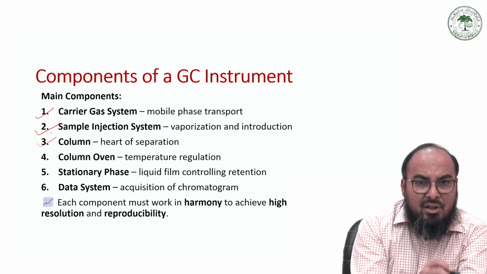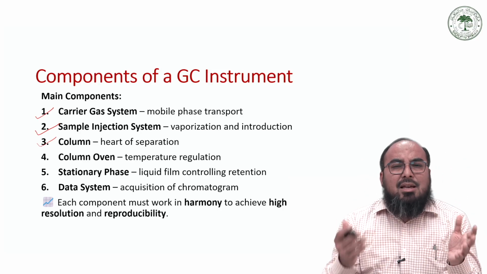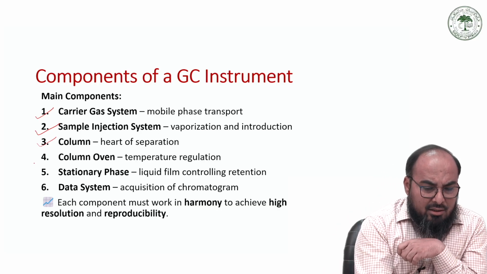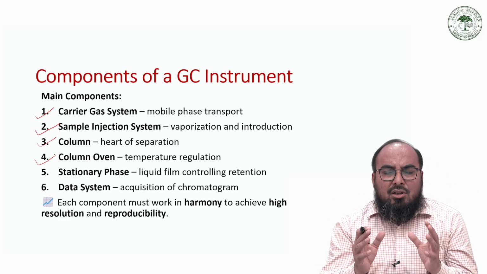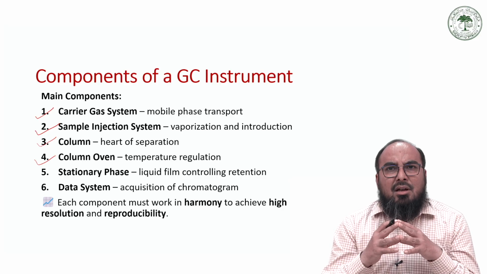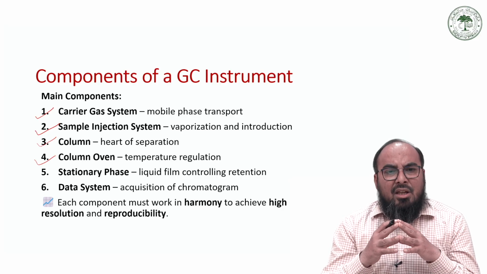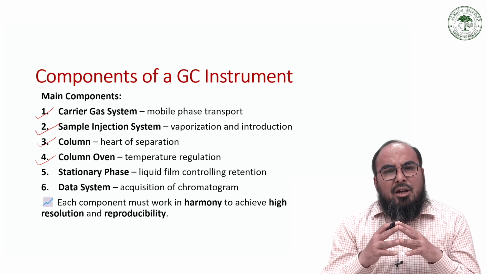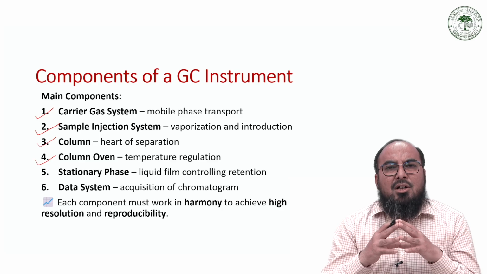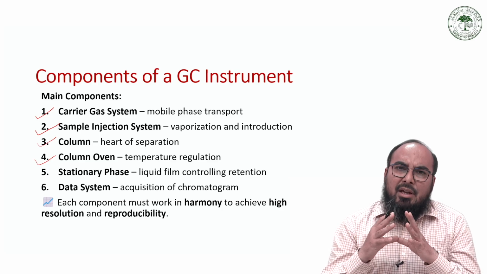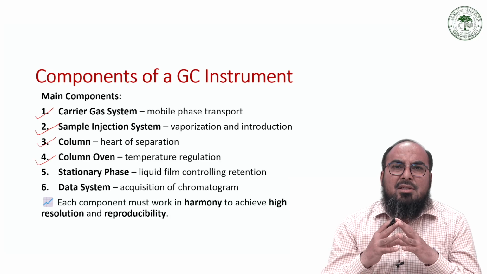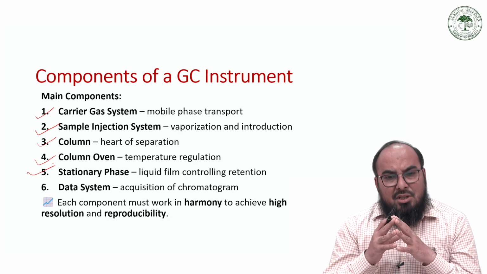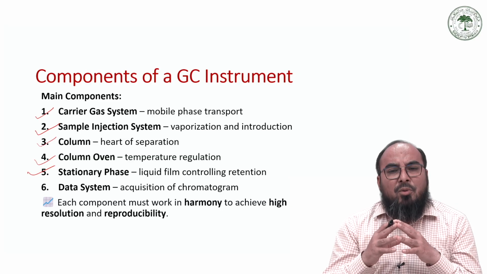Then we have the column, which is regarded as the heart of separation because all the separation occurs in this column. Then you have an oven in which your column is contained, so that you can maintain a given temperature. Then you have a stationary phase, a liquid film immobilized on some inert solid surface. The solid surface may be silica, alumina, or simply diatomaceous earth. Then we have a data acquisition system where you get your chromatogram.